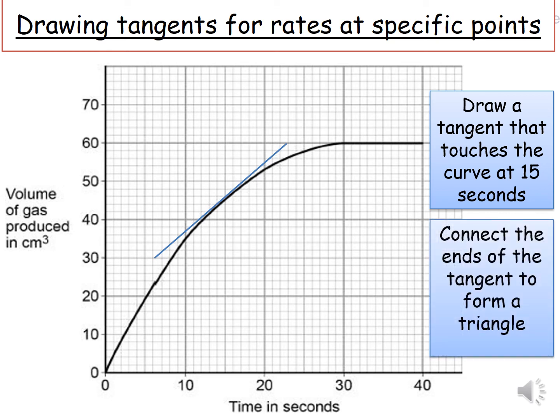Now, connect the ends of the tangent to form a triangle. Going across, then going up. Now, this information can now be used to calculate the gradient as we discussed at the start of this video. And then that would be our mean rate of reaction.